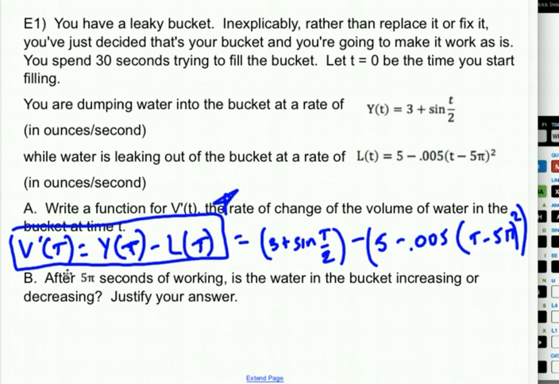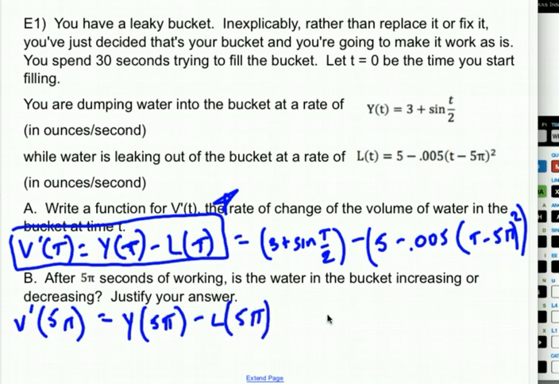After 5 pi seconds of working, is the water in the bucket increasing or decreasing, right? Is the volume increasing or decreasing essentially, right? So there's a couple different ways to think about this. Probably the easiest way is to honestly just find what y of 5 pi is and what L of 5 pi is and see if one is larger than the other, right? Or you could do it as v prime of 5 pi, and then just see if it comes out positive or negative. Any of those is fine, right? So that's going to be y of 5 pi minus L of 5 pi.